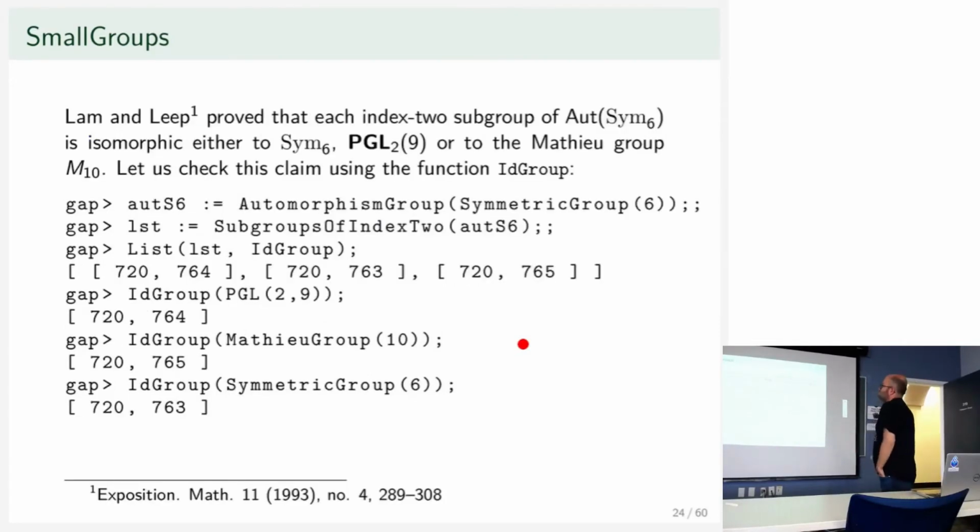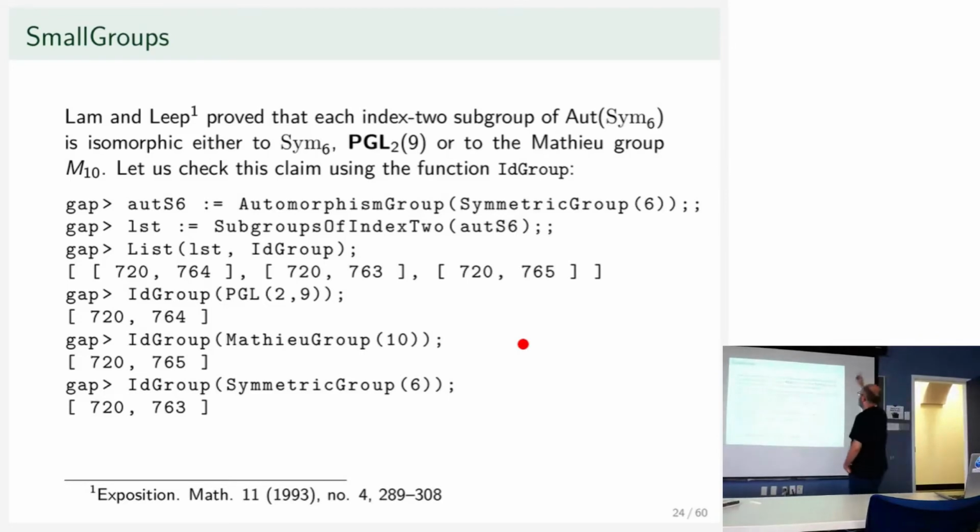So now, real mathematics. Lam and Dyck proved a theorem stating that each index 2 subgroup of this automorphism group is isomorphic either to this symmetric group, to this PGL group, or to the Mathieu group M10, which is not simple. So what I'm going to do is to prove this with GAP. Here you have the reference for the paper, and I'm going to prove this theorem in a very easy way. First of all, I compute the automorphism group of S6.